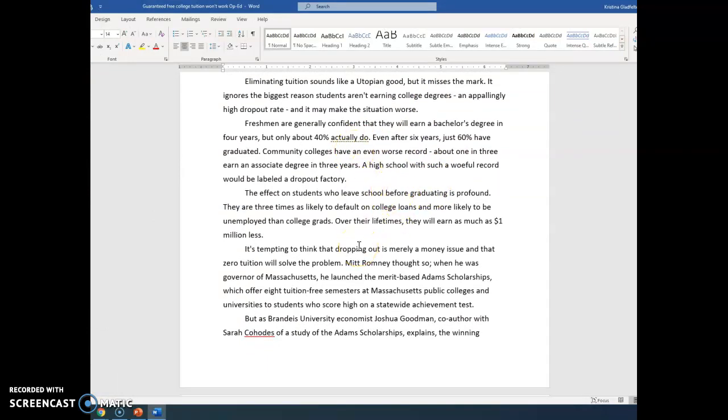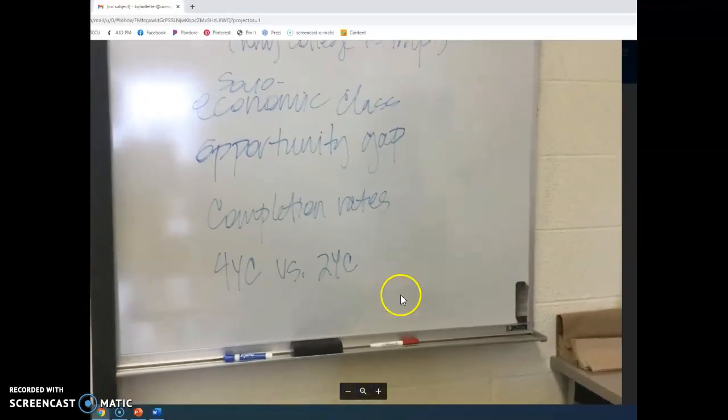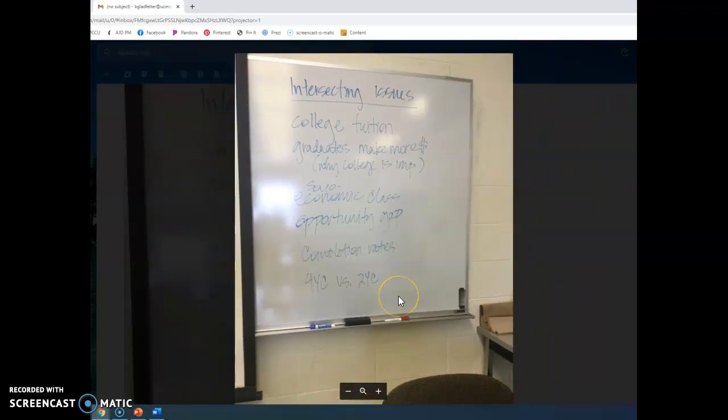In class we did brainstorm those. Let me pull that up. Whoa, that zoomed way in, sorry. Oh, there we go. Some intersecting issues that we came up with besides college tuition: a big part of his argument has to do with money and whether or not students can afford college, and also whether or not they finish college.